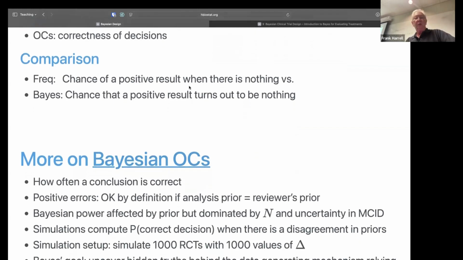In the frequentist world, you're talking about the chance of getting a positive result when there is nothing. So when the treatment is ignorable, it can't hurt people, it can't help people, it's totally ignorable. So what's the chance that a positive result occurs when there is nothing? Bayes is about the chance that a positive result turns out to be nothing. So what's the probability, if you make a decision that the drug works, that it doesn't work? That's exactly what Bayes is concerned with. So I hope these words help frame how drastically different, night and day difference, the two paradigms are.